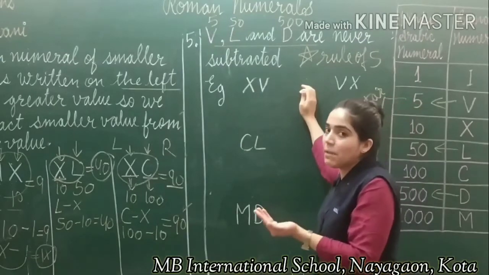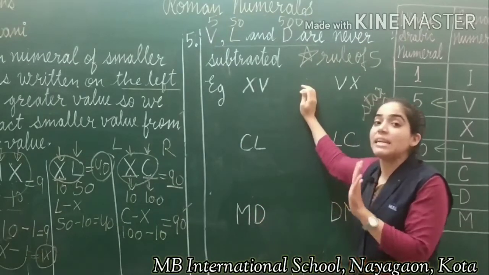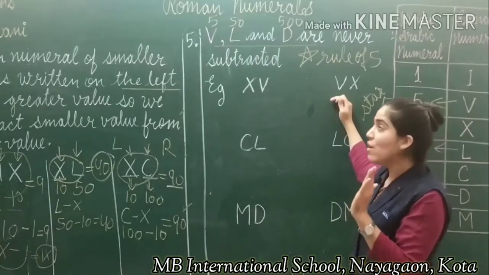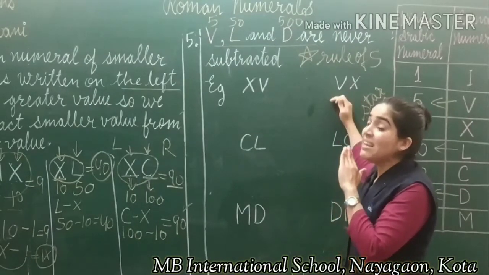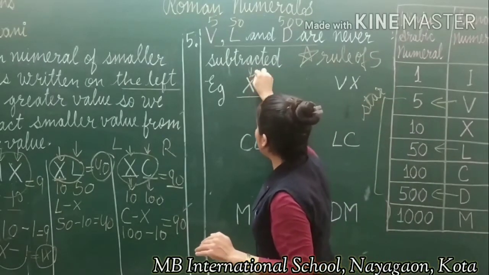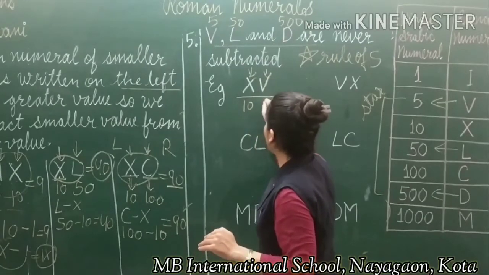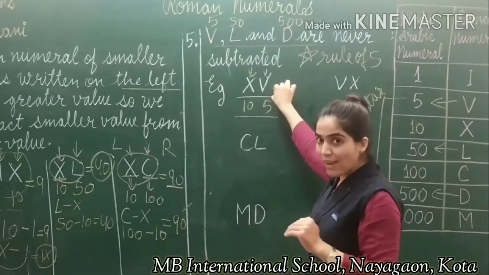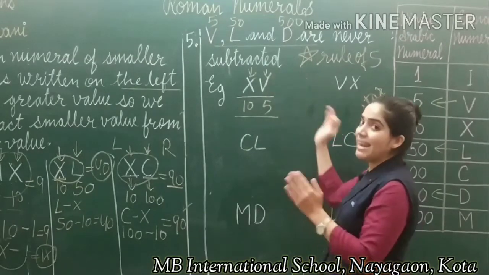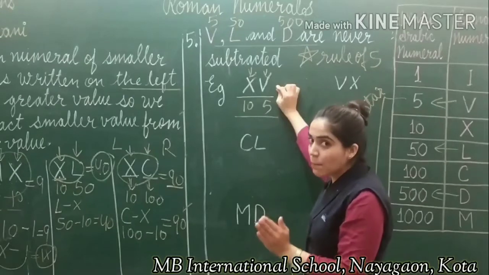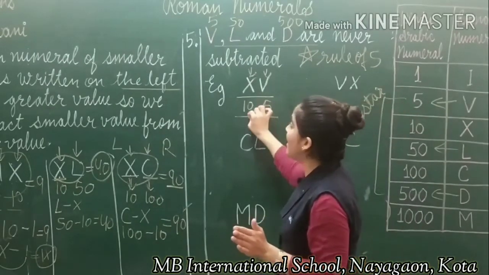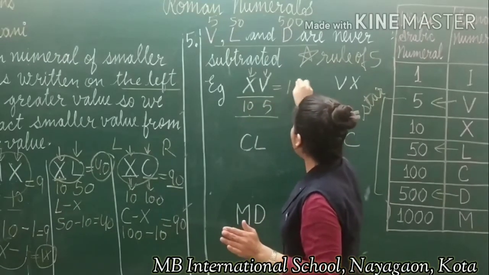हम इसे ग्रेटर नंबर में ऐड कर सकते हैं लेकिन ग्रेटर नंबर से सब्ट्रैक्ट नहीं कर सकते. And this rule is called the star rule of 5. The series of 5 cannot be subtracted. It can be added only. For example, here you can see I have written 10 and here I have taken 5. So the 5 is a smaller value than 10. It means it is added because the smaller value is written at the right side. और जब smaller value right side पर होती है इसका मतलब वो add की गई है. So it means 5 is added to 10, and 10 plus 5 is 15.